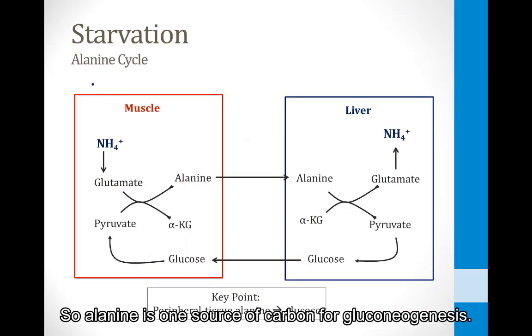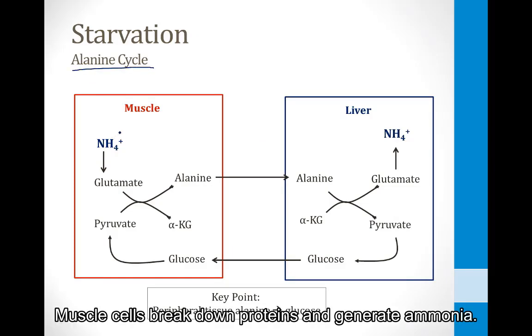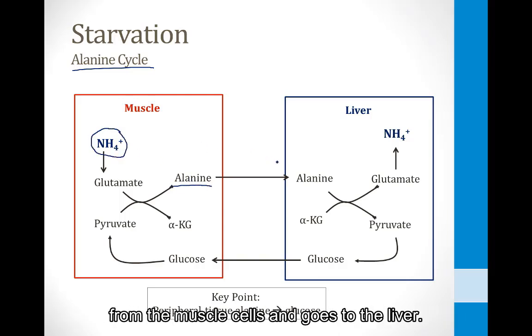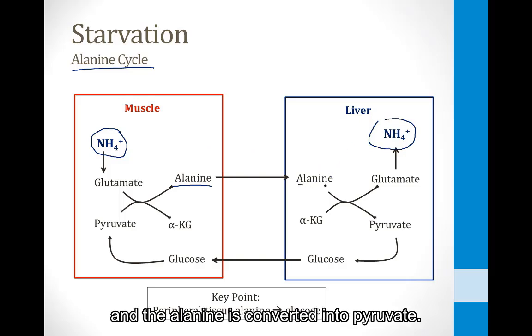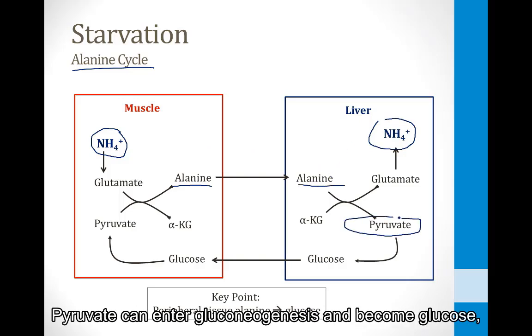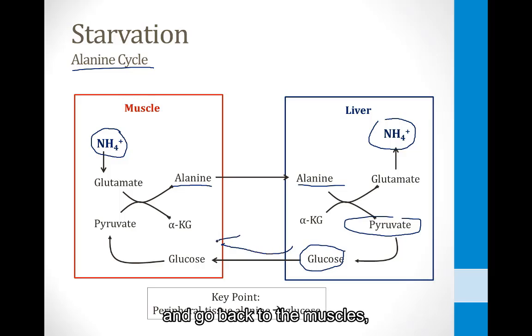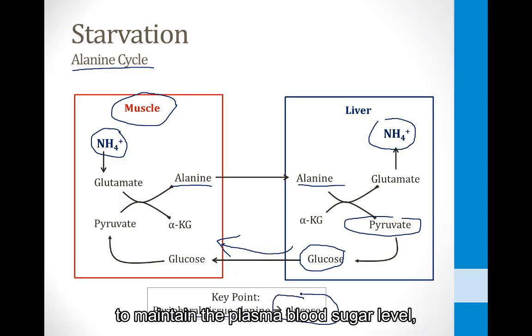Alanine is one source of carbon for gluconeogenesis. This comes from the alanine cycle. Muscle cells break down proteins and generate ammonia. The ammonia is passed to alanine, which is secreted from the muscle cells and goes to the liver. In the liver, the ammonia is removed and enters the urea cycle, and the alanine is converted into pyruvate. Pyruvate can enter gluconeogenesis and become glucose, and then it can be secreted from the liver and go back to the muscles to supply the muscles with glucose. So the key point here is that peripheral tissue alanine, coming from muscle cells, is being used to generate glucose in the plasma to maintain the plasma blood sugar level during a state of starvation.